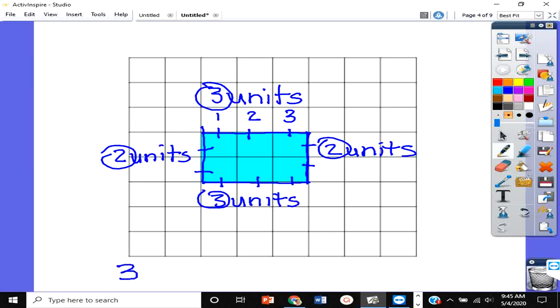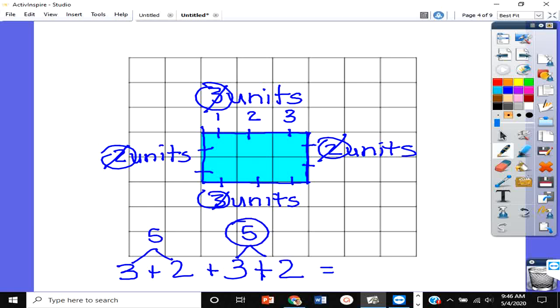I'm going to write 3 plus 2 plus 3 plus 2. And if you noticed, I crossed off each of those units as I was writing them down so I do not lose track and forget any. So now I have a number sentence with lots of numbers in it, but I can chunk some of these. I know that 3 plus 2 is 5, and another 3 plus 2 is 5, so 5 plus 5 has a total of 10 units. The label for my perimeter is going to be units today because I do not have a specific measuring unit like centimeters or meters. So our perimeter of this rectangle is 10 units.